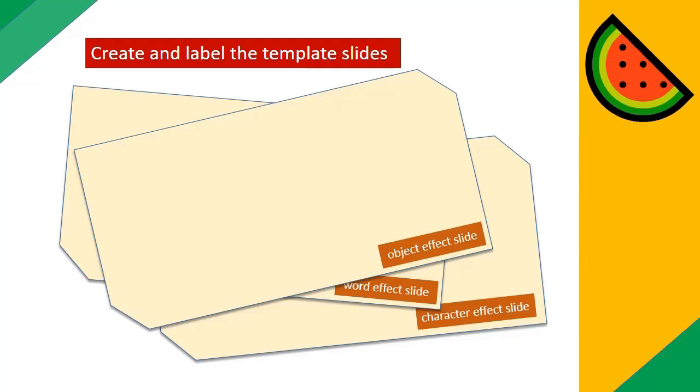But you can distinguish different morph slides more easily by another way. At the bottom of the slides, you can label them as character effect slide, word effect slide, and object effect slide, using a text box or an image. Using an image is better as the text within a text box may morph too.